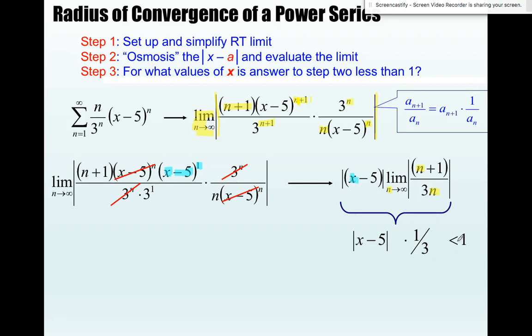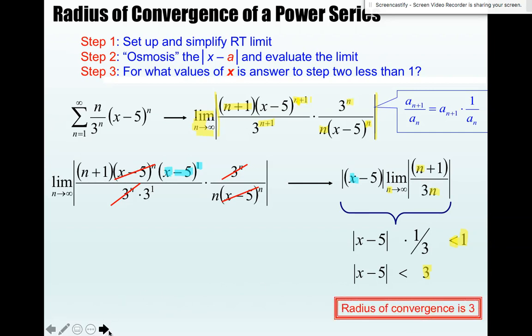And now I said to myself, okay, I need to remember to take the left side, the limit that I evaluated, and make sure it's less than 1. Well, that actually means that the absolute value of x minus 5, which by the way is the distance from the center, needs to be less than 3. 3 is your radius of convergence. That's how far you can radiate to the right and left of your center 5.